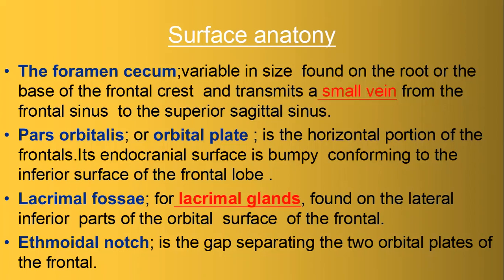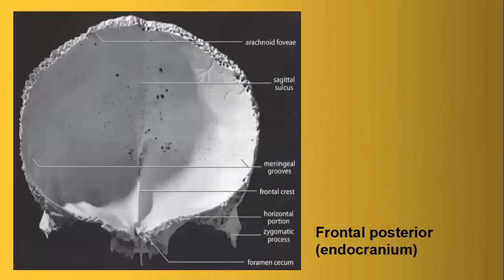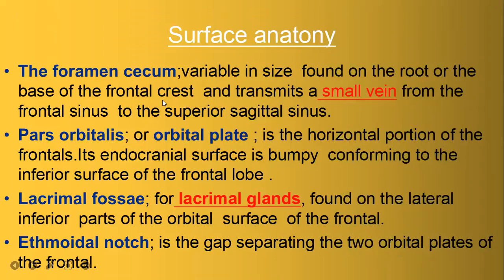So pars orbitalis of the plate, I'll show you again where it's located within the frontal bone. Lacrimal fossa for lacrimal glands are found on the lateral inferior parts of the orbital surface of the frontal, and I'll show you again where they are seen from the real image. Ethmoidal notch is the gap separating the two orbital plates of the frontal. So let's go back to our image. What have I mentioned? We have had the lacrimal fossa and the ethmoidal notch.